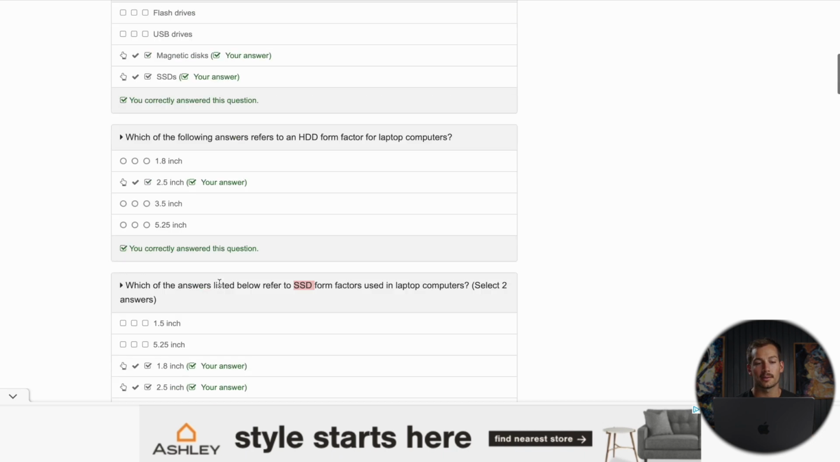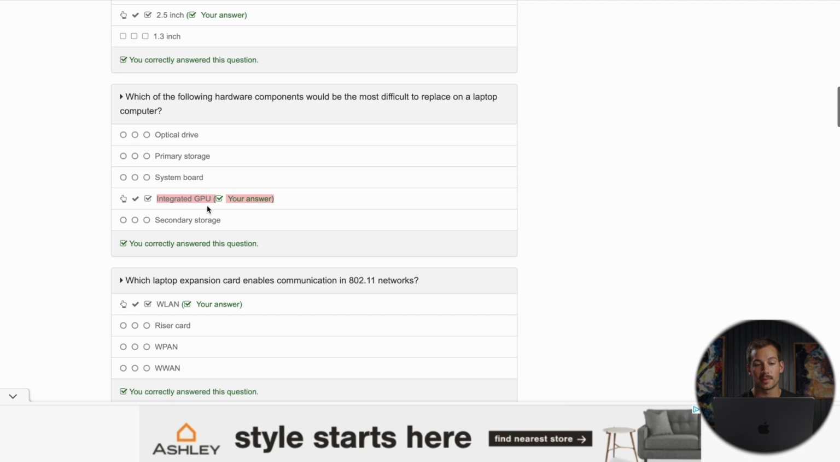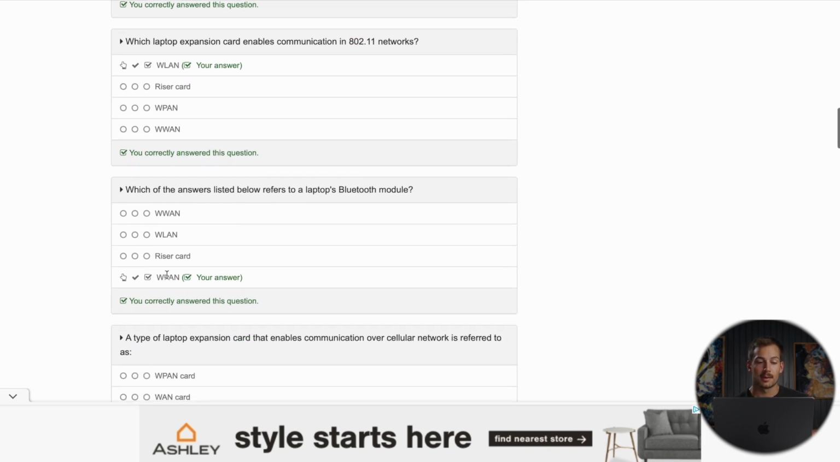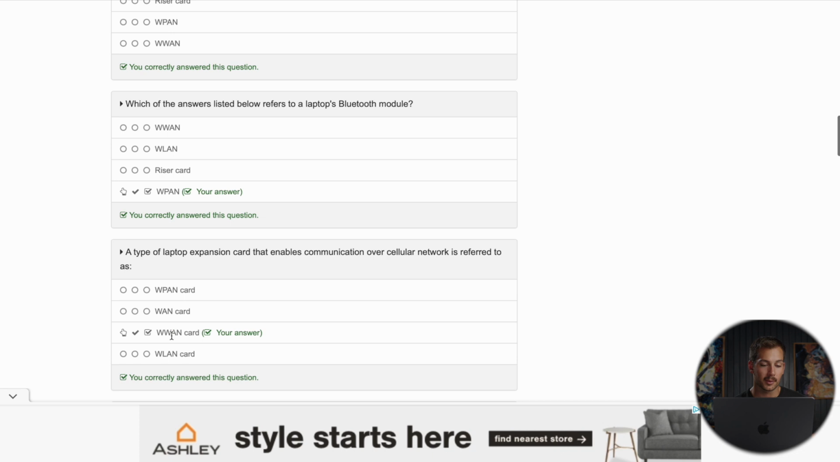Okay, scrolling down, the integrated GPU. Again, this is actually altering the motherboard. This is going to be the most difficult to replace out of our other options here. Now we have the wireless local area network, 802.11. That's the thing to remember for this one. Bluetooth personal area network. This is the important thing here to remember. And then for our last question, it was the wide area network, which is referring to a cellular network.